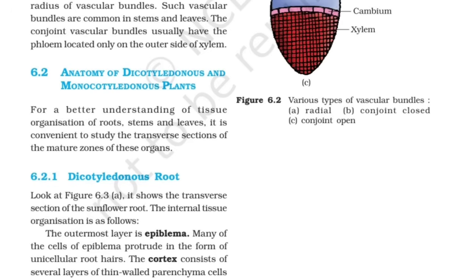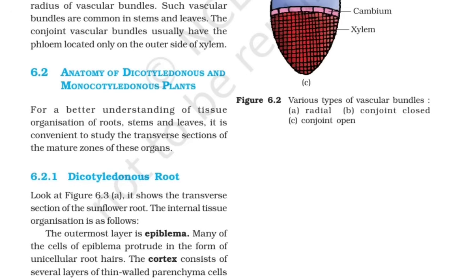Dicotyledonous root. Look at Figure 6.3a. It shows the transverse section of the sunflower root. The internal tissue organization is as follows. The outermost layer is epiblema. Many of the cells of epiblema protrude in the form of unicellular root hairs.